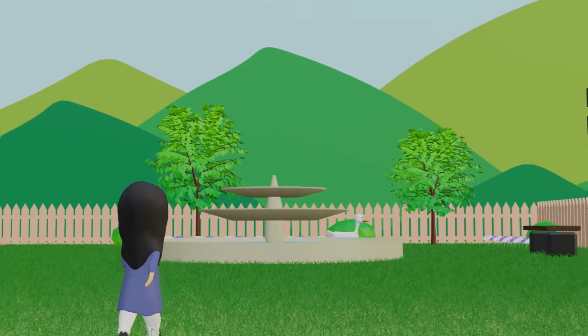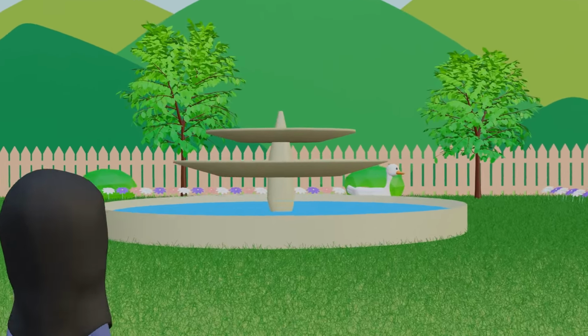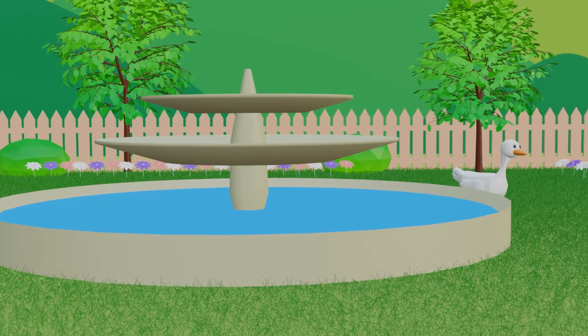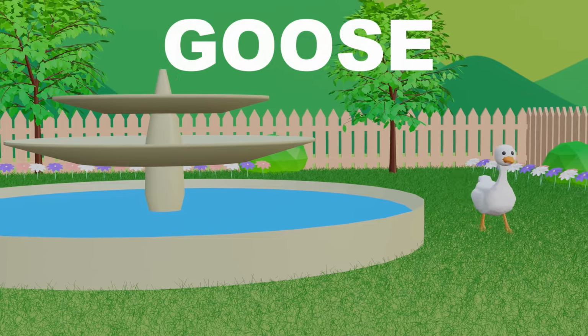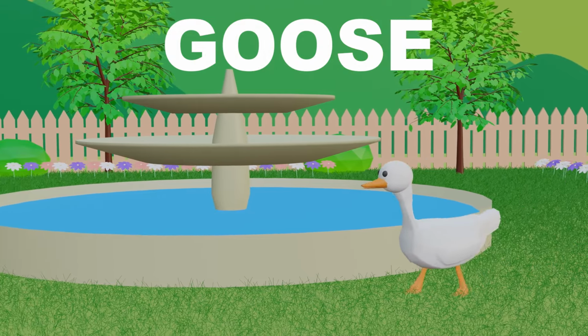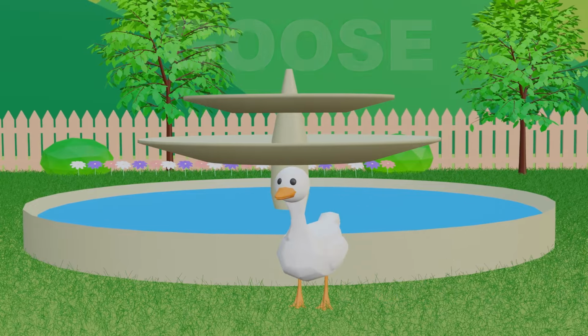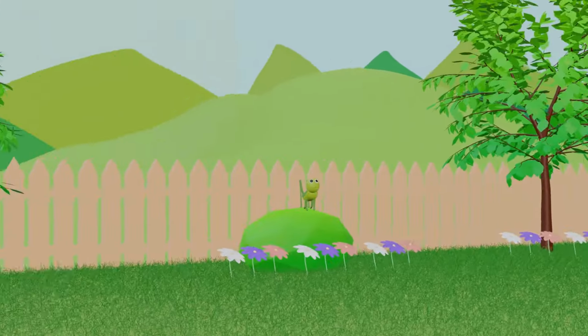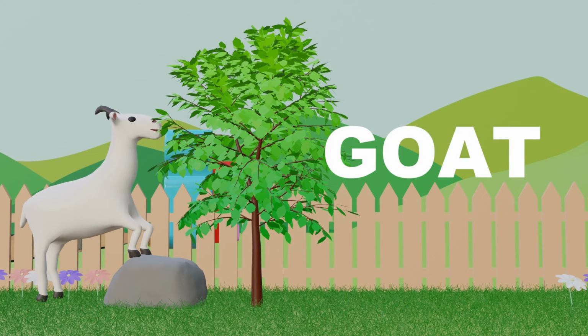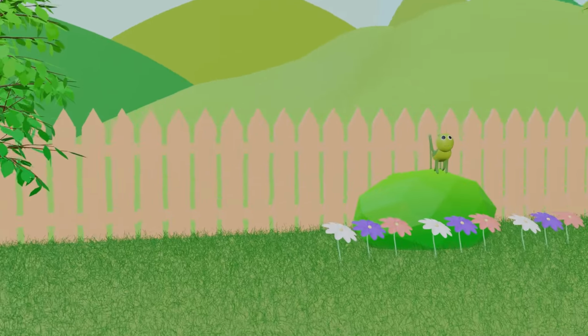Do you like animals? Let's meet some animals. This is a goose. G for goose. Look at that naughty goat. G for goat.